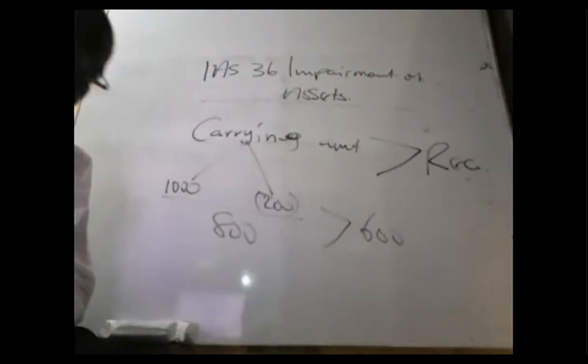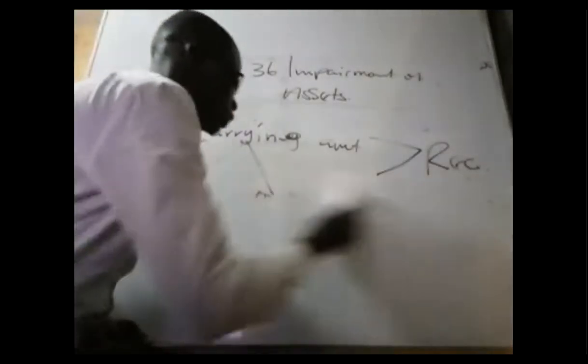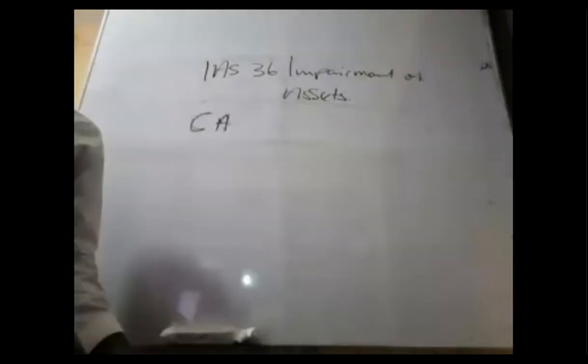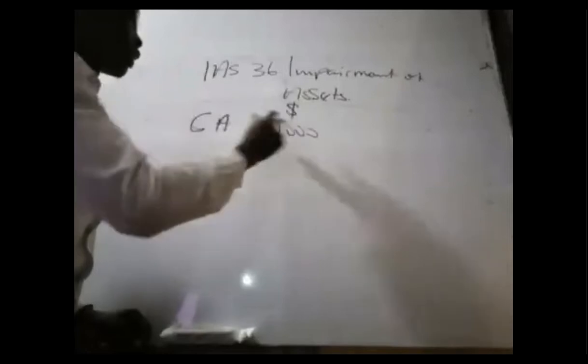Okay, so that is all. Now let's do something in here. Let's go into detail. Let's look at something in here. Let's assume that we have a current amount of, let's say, $1,000.